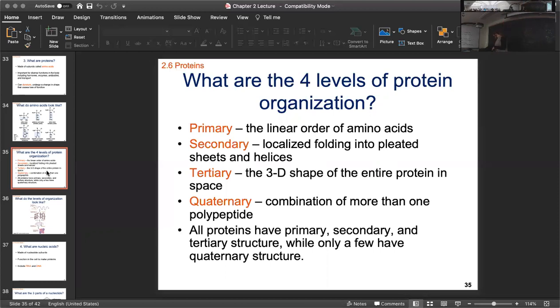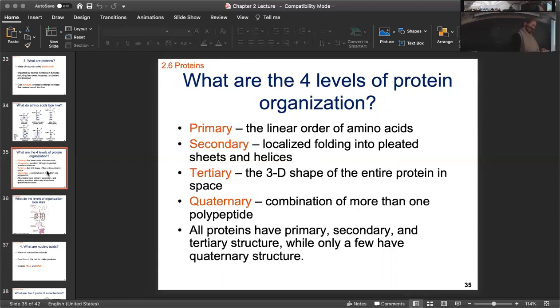And I like to do an example in class with a piece of paper. And of course I didn't bring a scratch piece of paper. Let's see if I got something in here. I told you I go to Target a lot. Here's a Target receipt. So, 4 levels of protein organization.